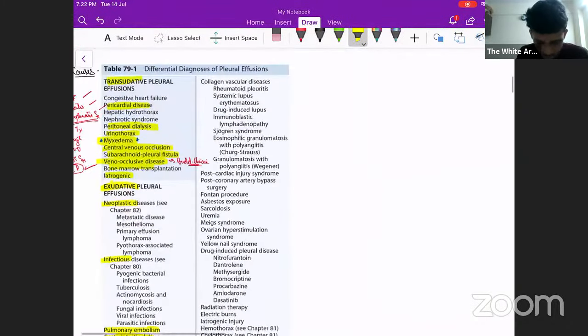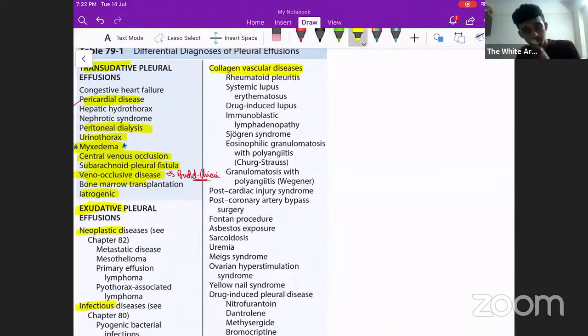Next, we can have what? Inflammatory diseases, autoimmune diseases. This will end up causing pleuritis. Secondary to pleuritis, we'll get pleural effusion. So two most common are rheumatoid arthritis and SLE.